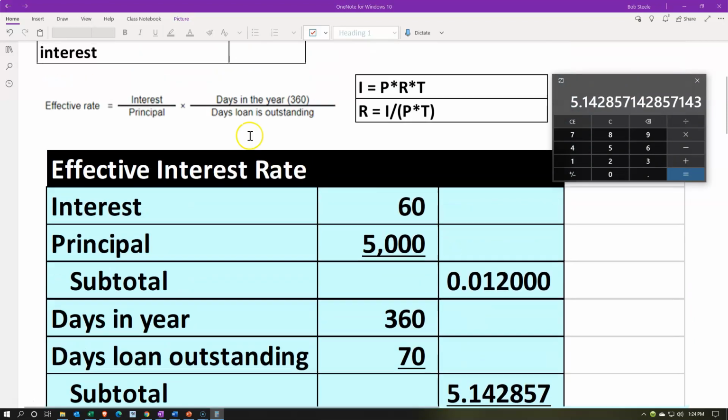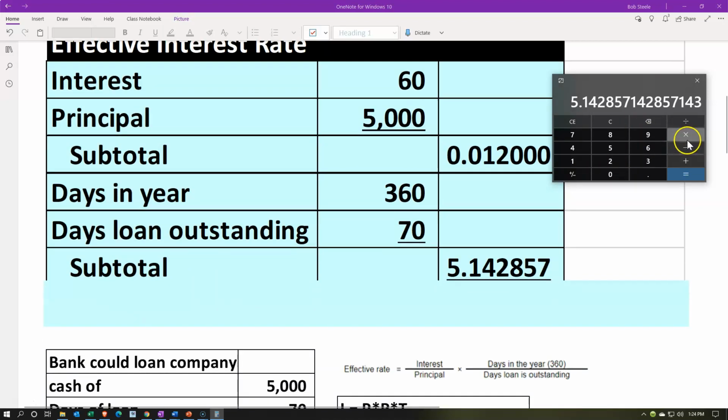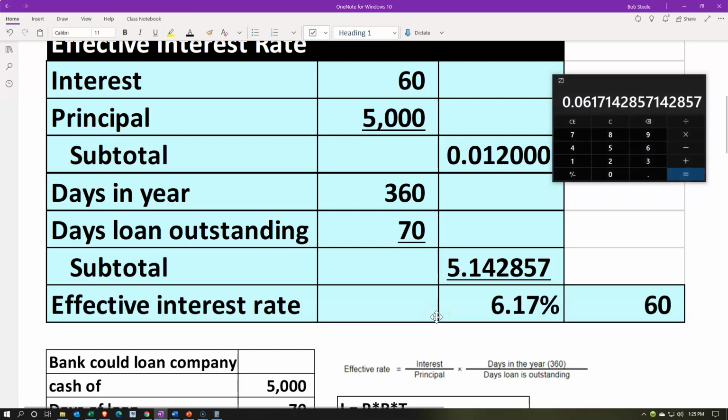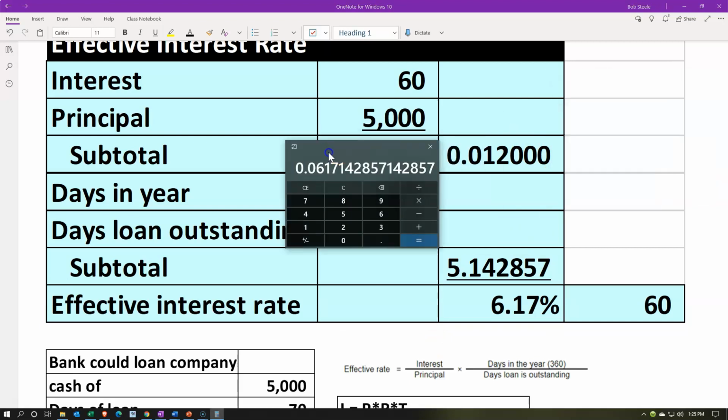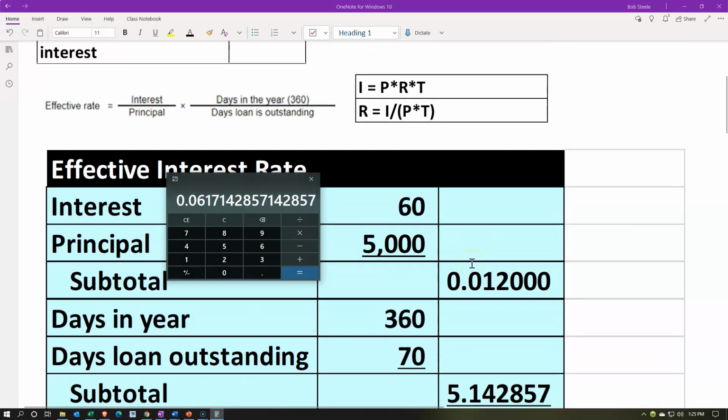And then I can multiply these two together. They're both on the outer column now. So we'll multiply those two together times the 0.012. And that's going to give us then, if I move the decimal over, 6.17%, about.